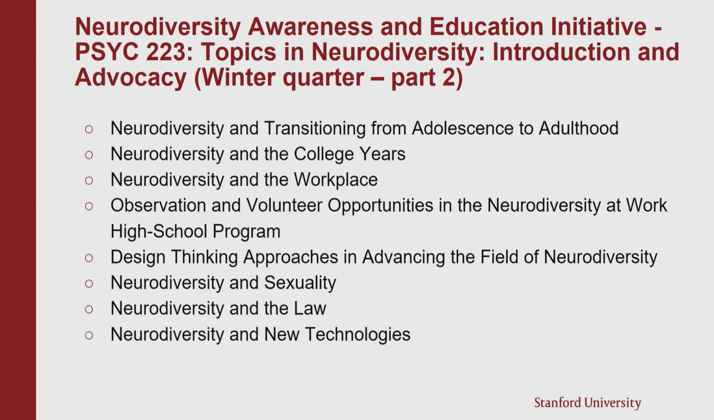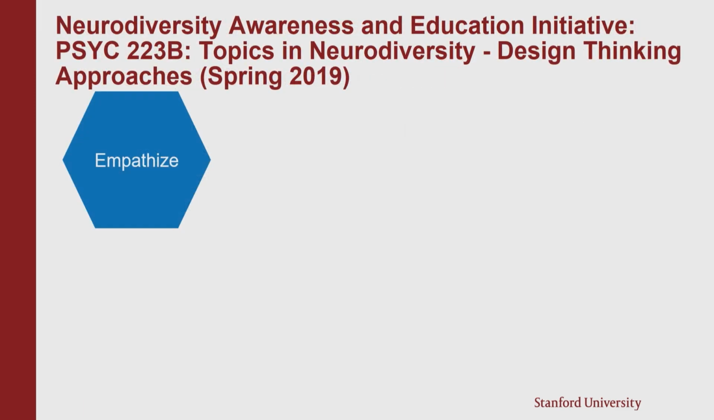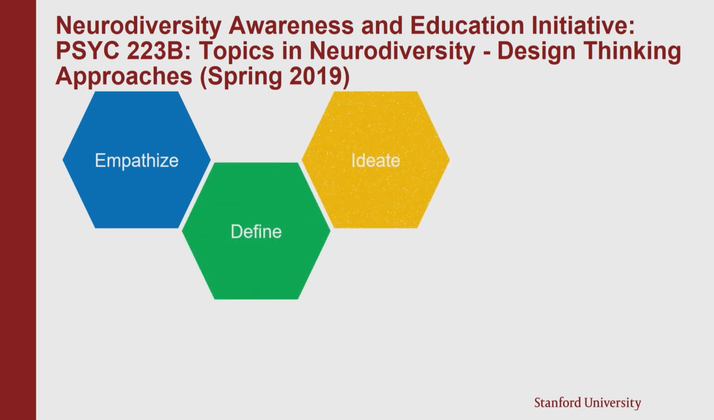So in this quarter, we have our Stanford students mentoring high school students at Burlingame High School, and that's a really good experience. Next quarter, we are going to be teaching topics in neurodiversity and design thinking approaches. So this is the design thinking approach.